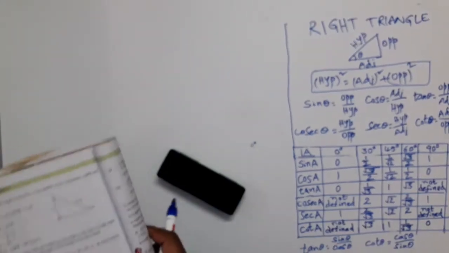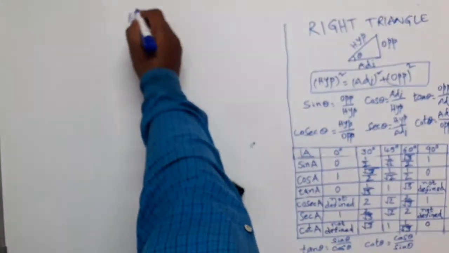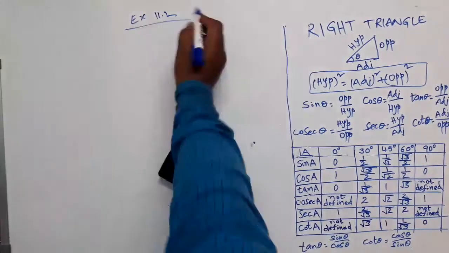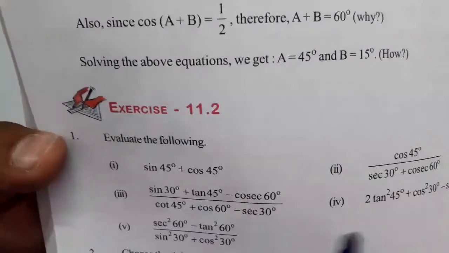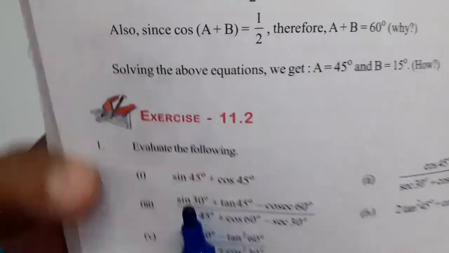Exercise 11.2. Let us see exercise 11.2. Question number 1. Evaluate the following. It has got 5 parts. Let us see the first part.